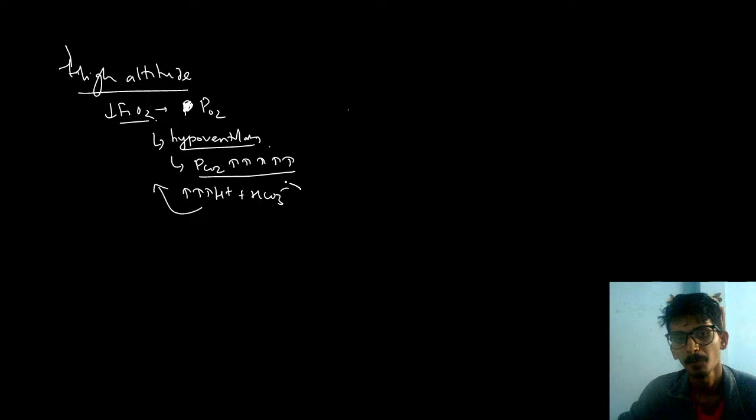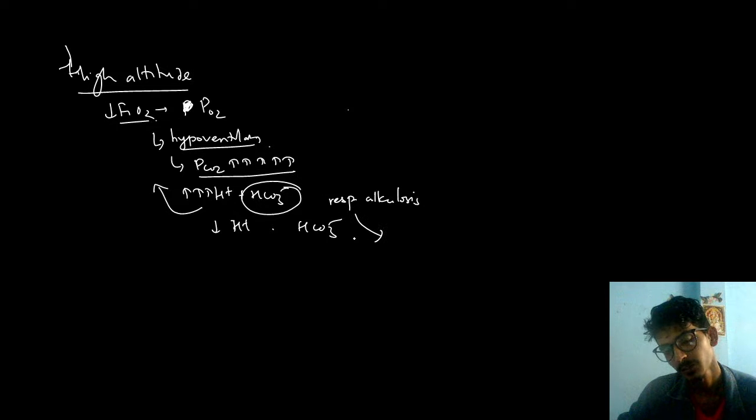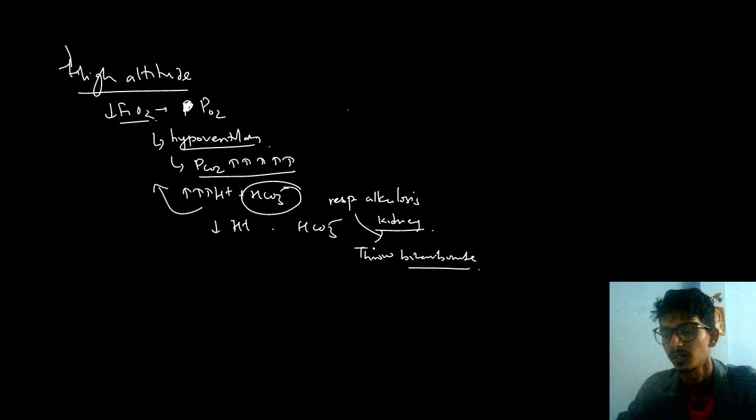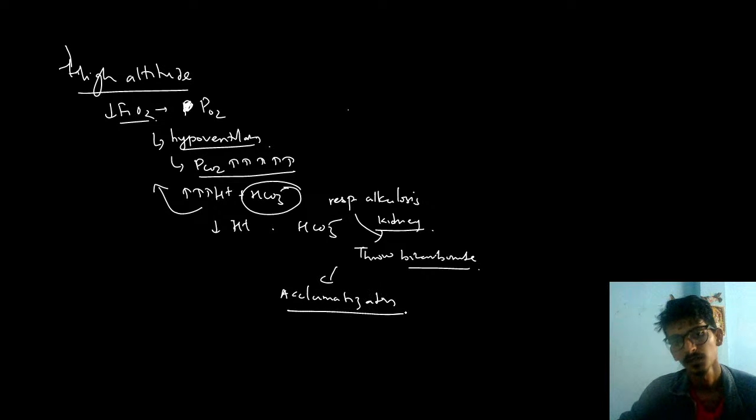But as the acid level becomes lesser and lesser, I will have more of the bicarbonate. That is, I will have the respiratory alkalosis. So who will balance this respiratory alkalosis? My kidney. My kidney will throw the bicarbonate out, and this is how I achieve the acclimatization.